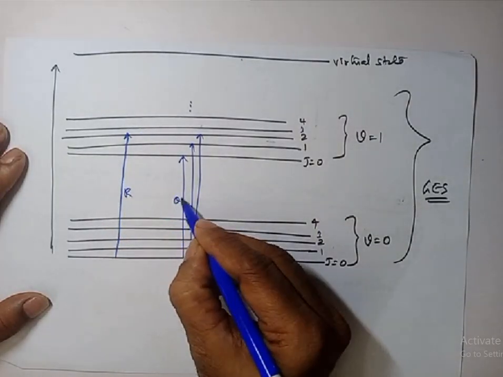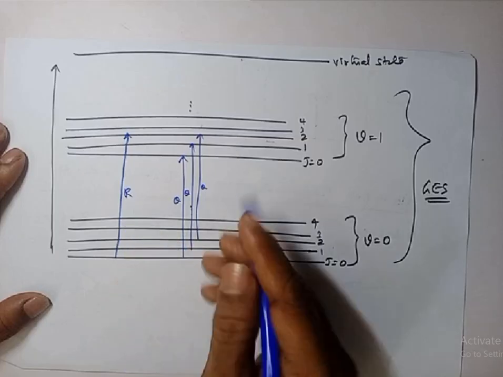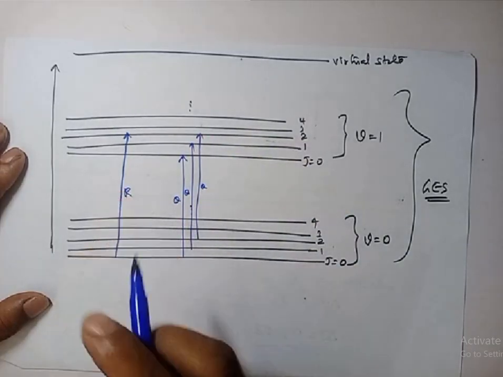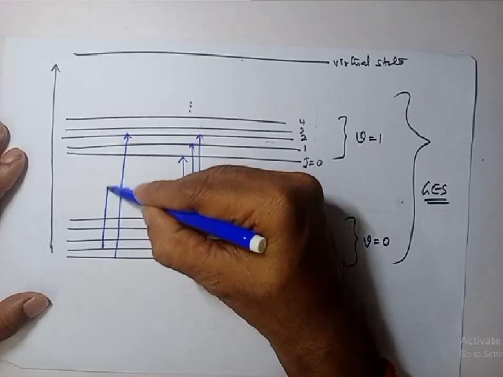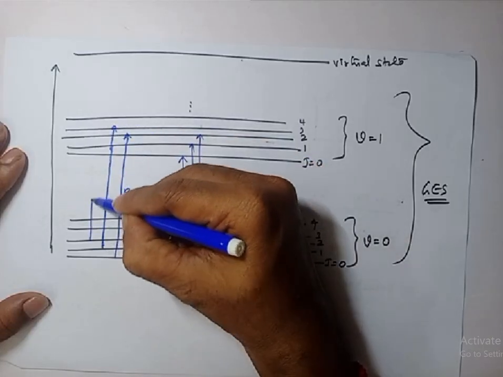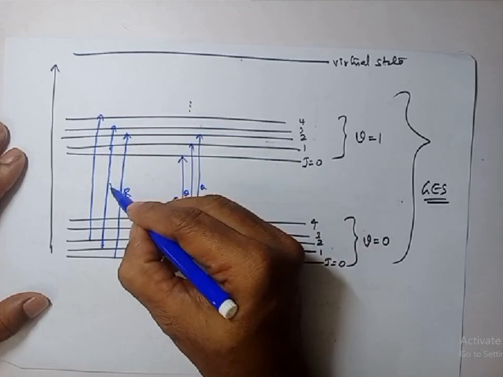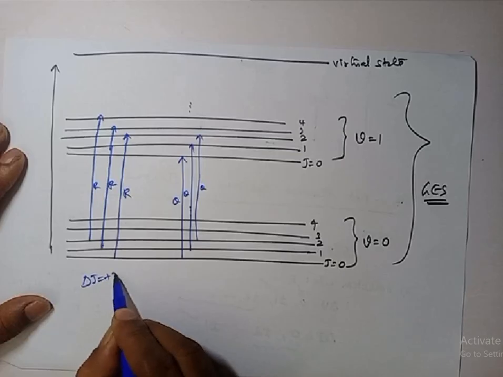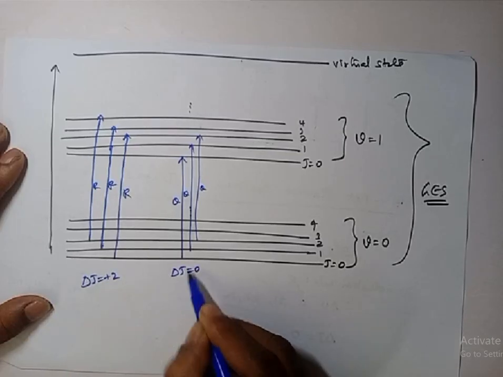These are all Q branch lines. And like that, many Q branch lines are there. I have shown only 3 here. The next R will be 1 to 3. Next R will be 2 to 4. Like that, these are all R branch lines, for which delta J equal to plus 2. Here delta J equal to 0.